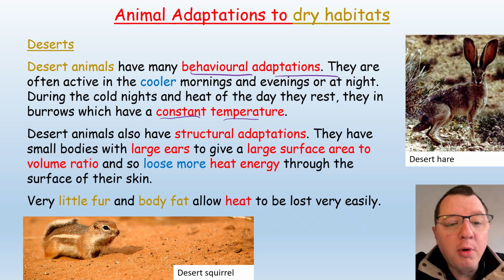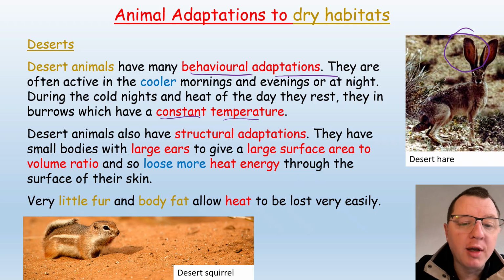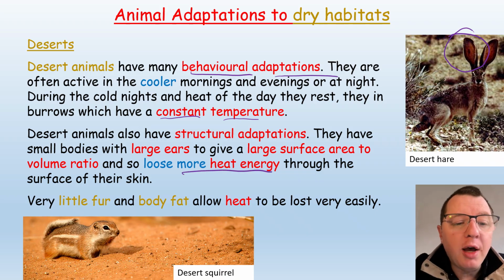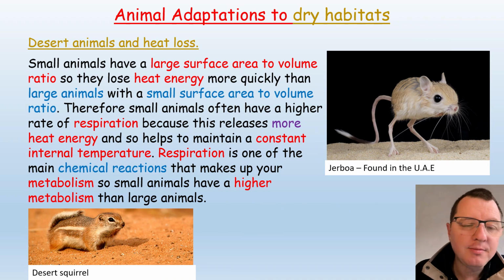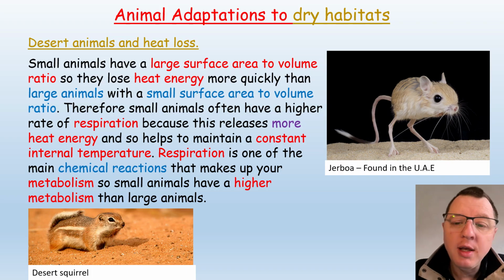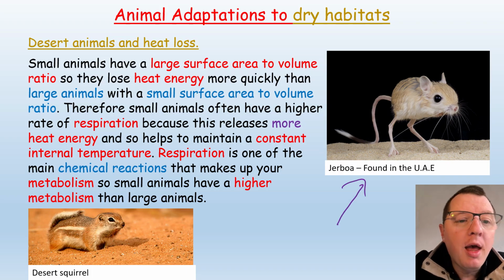They have small bodies with large ears, as you can see here with the desert hare, which will give a large surface area compared to a smaller volume, so they will lose more heat energy through the surface of their skin. They also have very little fur and very little body fat, which will allow the heat to be lost easily. One example of this is the jerboa, found in the deserts of the UAE.